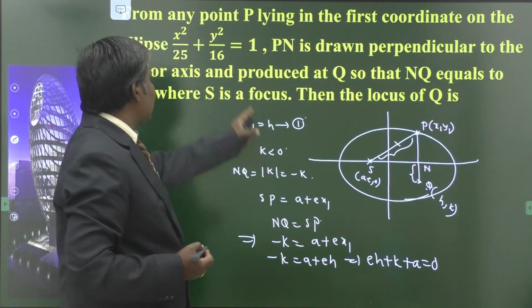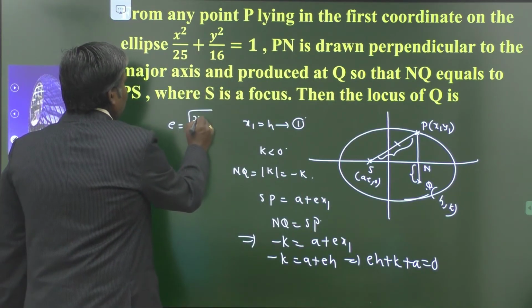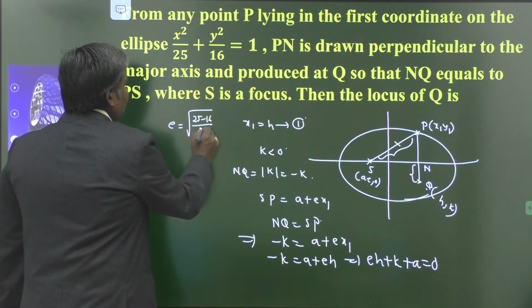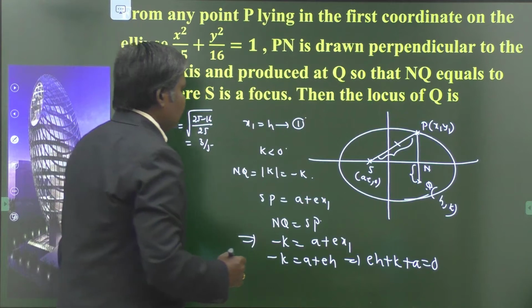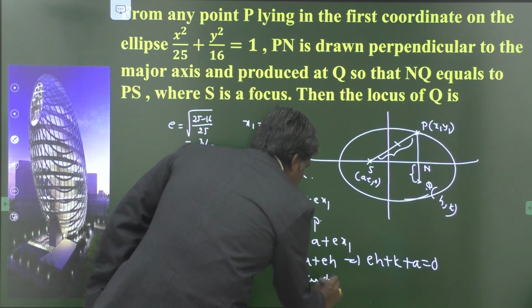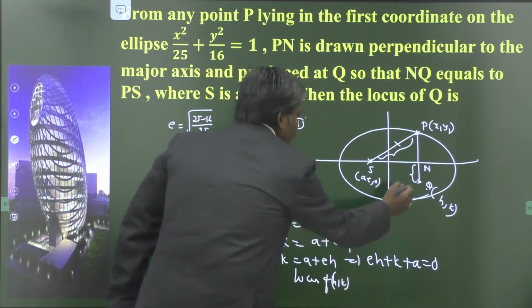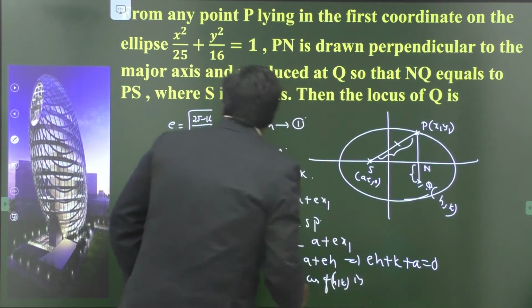Now what is the eccentricity of our ellipse? Eccentricity is equal to root of 25 minus 16 by 25. That is nothing but 3 by 5. Eccentricity is 3 by 5. So the locus of h comma k, I am writing. We are going to find out the locus of this point, that is h comma k.